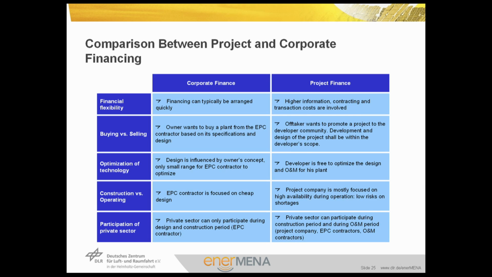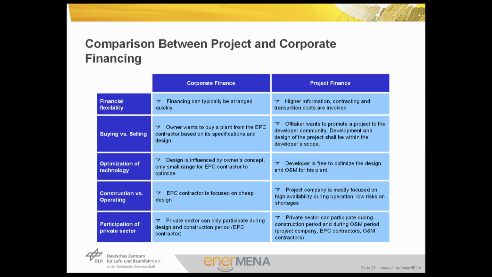The financing could typically be arranged quickly for the EPC model, as I have already mentioned, which gives more financial flexibility, whereas more information and more people are involved in the IPP model, and therefore it is more expensive. The principle of buying and selling is shifting between the models. In the corporate model, the owner buys the plant from the EPC contractor based on its own specifications and design. In the project finance, we notice that the off-taker or the utility is interested in promoting a project to the developers community. The development and design of the project itself remains within the developer's scope.